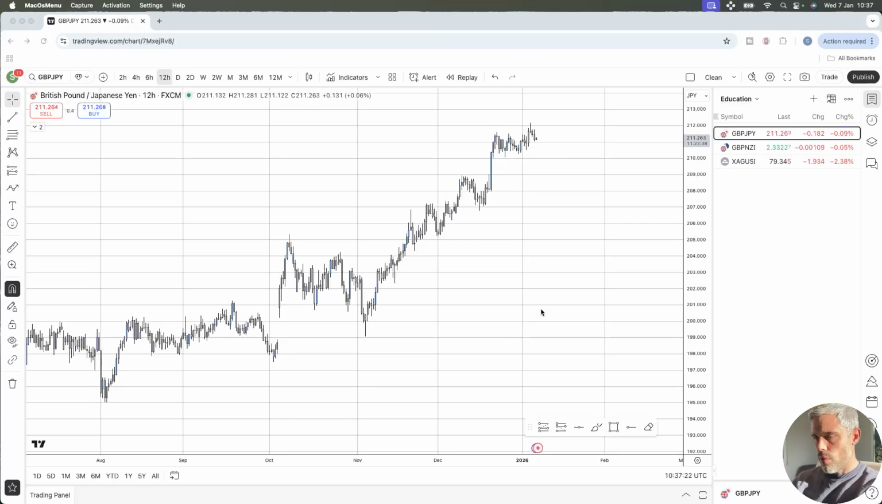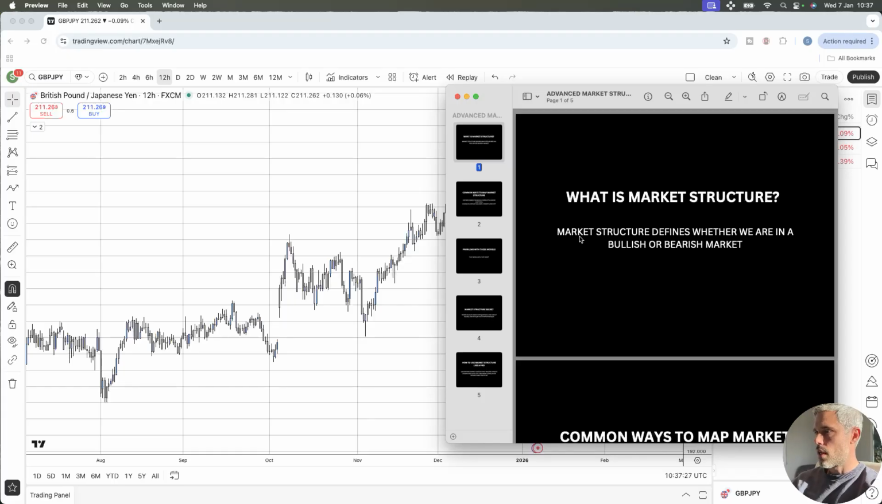So what is market structure? Very quickly, market structure is giving you a definition of whether we're in a bullish or bearish market, basically. I can also add to this a consolidating market. So price can also trade sideways, which would be a point maybe that you don't actually want to get involved in a trade. But essentially, it's just giving you that view as to whether price is going to continue higher or continue lower.